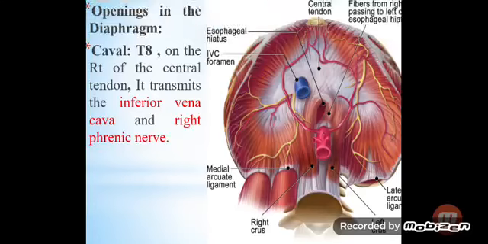And this is enough for the diaphragm. Next is the chest cavity. So we are done with chest wall. Now let's move to the chest cavity.